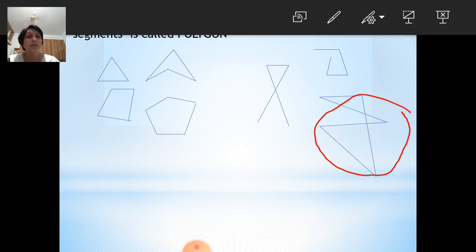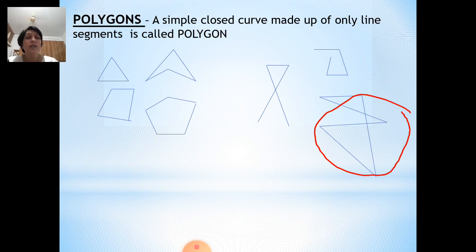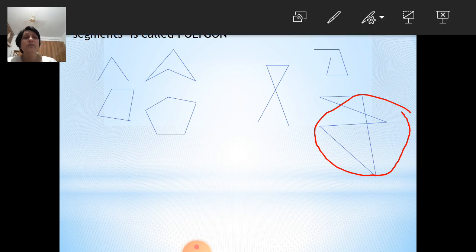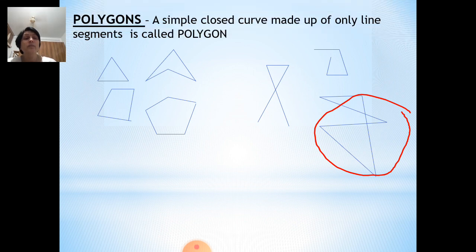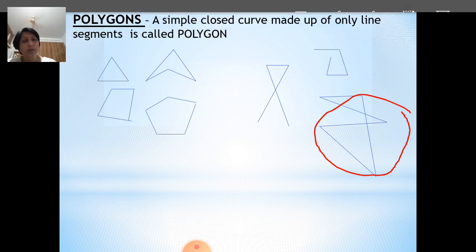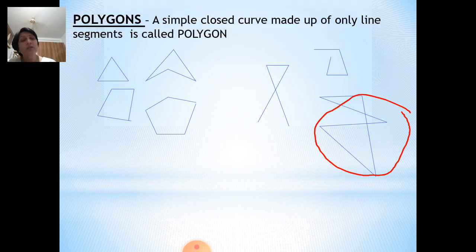So in this you can see the first group. The first group is polygons. The second group is not polygons. Why is the second group not polygons? Because the first figure is open, the second figure is open, and the third one is.